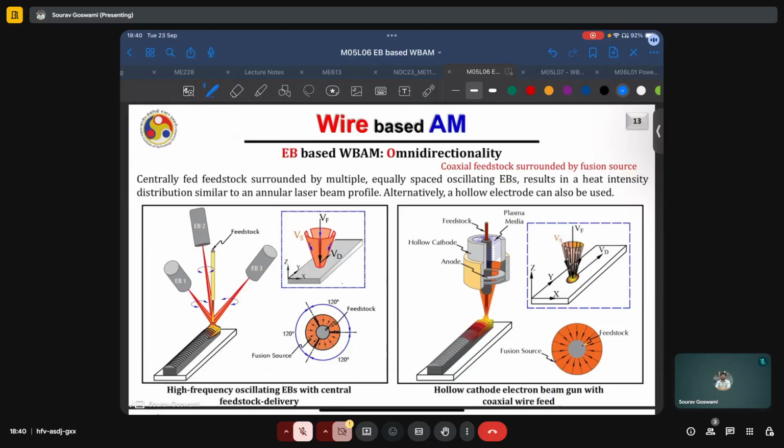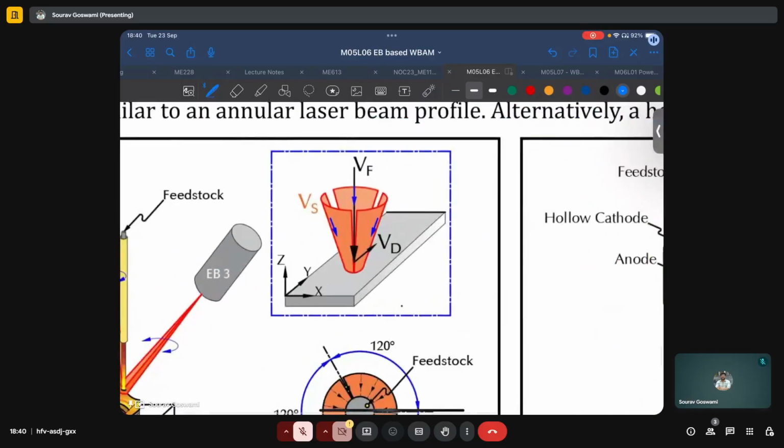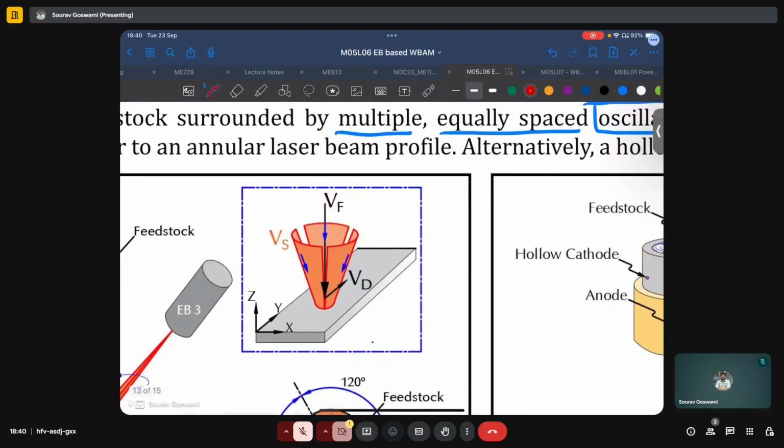The issue of omnidirectionality is especially relevant, and it can be solved by the use of coaxial feedstock surrounded by the fusion source, where a centrally fed feedstock surrounded by multiple equally spaced oscillating electron beams can be used. Why oscillating? In this example here, what we can see is that we have these three curtains of energy beams surrounding the material.